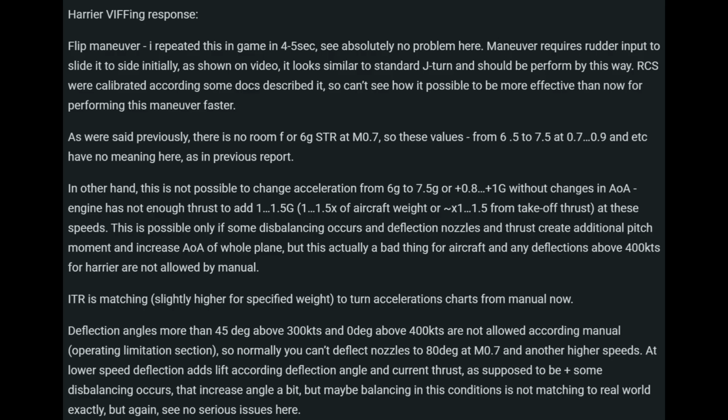The second part of this that is mildly infuriating, Dev states as follows. "In other hand, this is not possible to change acceleration from 6G to 7.5 G without change in AOA, as engine has not enough thrust to add 1 to 1.5 times the aircraft's weight." This is the Harrier he is talking about, an aircraft whose purpose was to generate more than its weight in thrust, to take off vertically. Lastly, he states, as said here previously, "there is no room for 6G sustained turn rate at Mach 0.7."